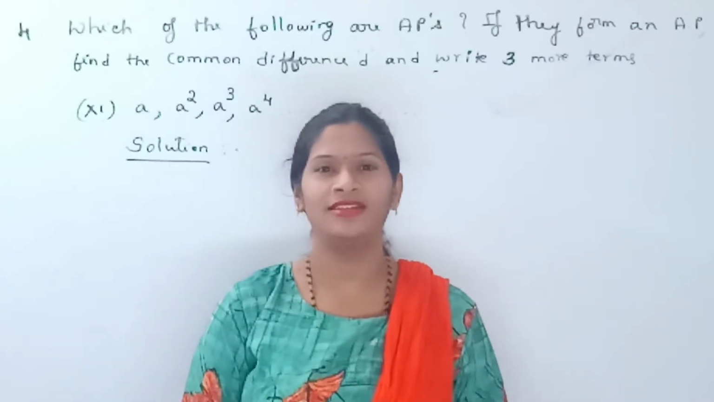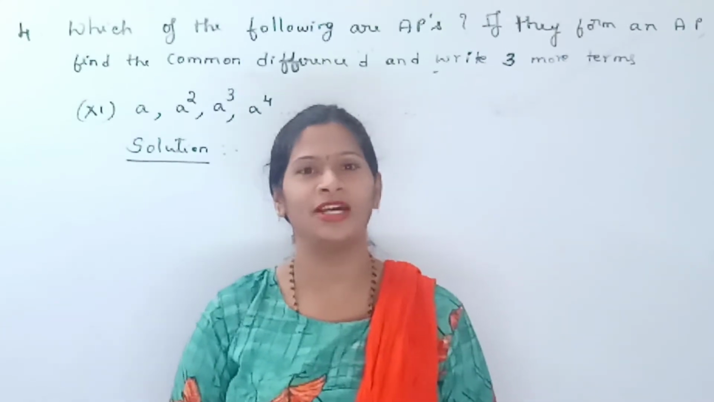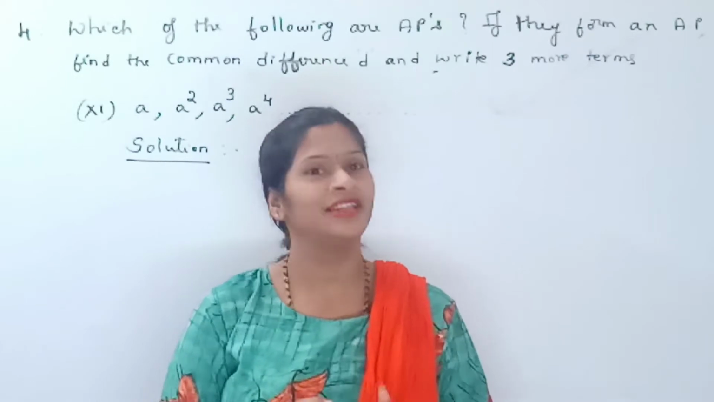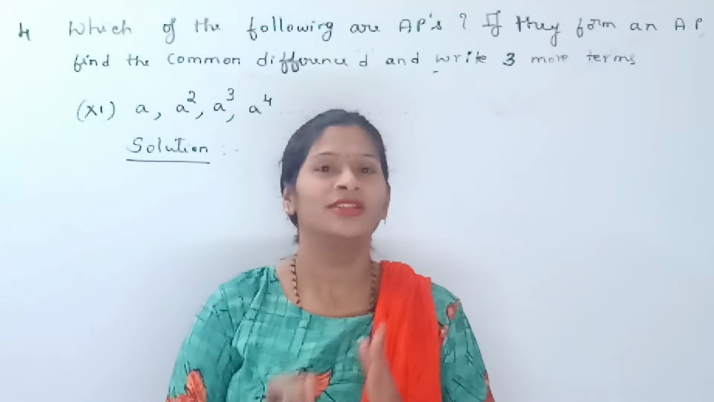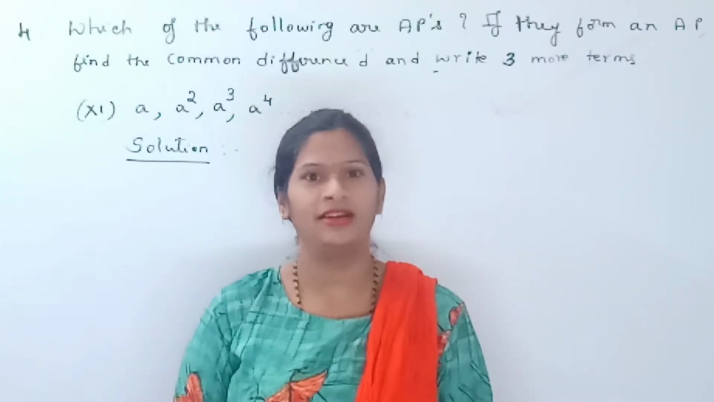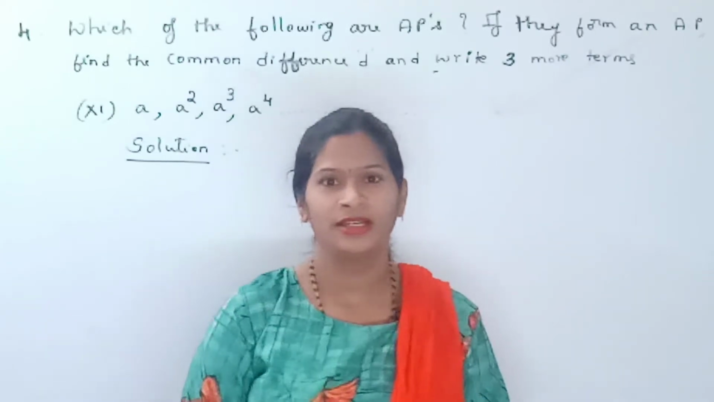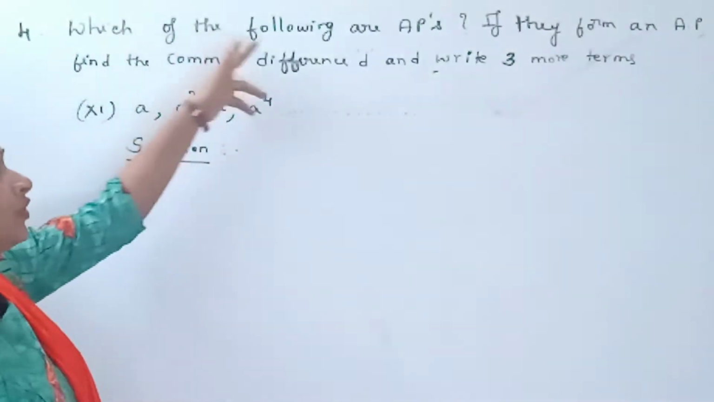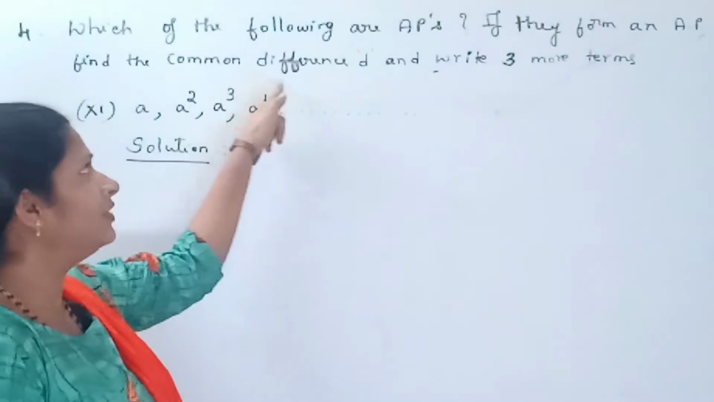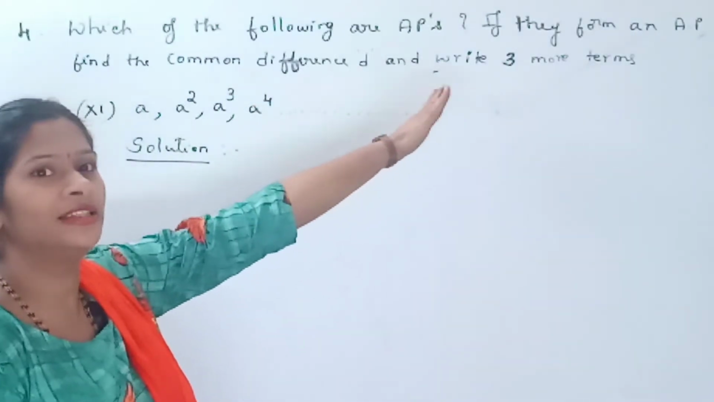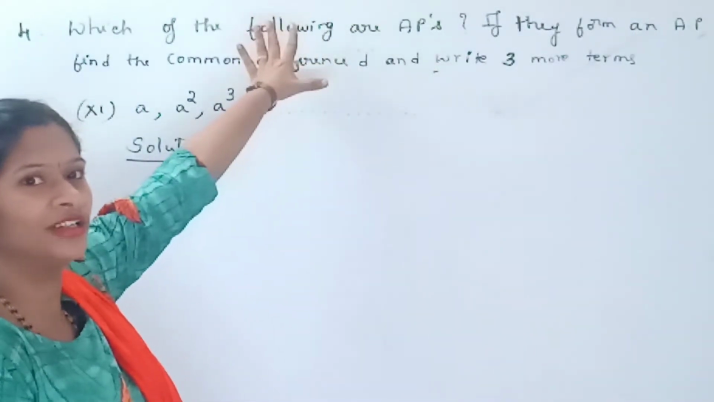In today's session, let us discuss exercise problems on the chapter arithmetic progression. Till now we have completed 4th main 10 problems. So today let us discuss 11th and 12th problem. Which of the following are APs? If they form an AP, find the common difference D and write its 3 more terms. Isn't it? This is your question.